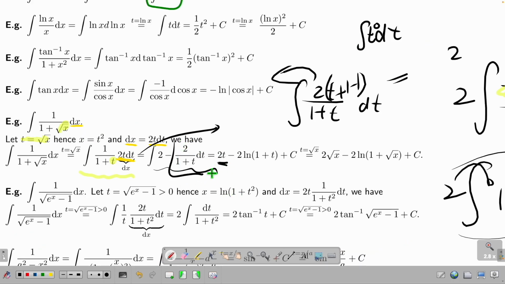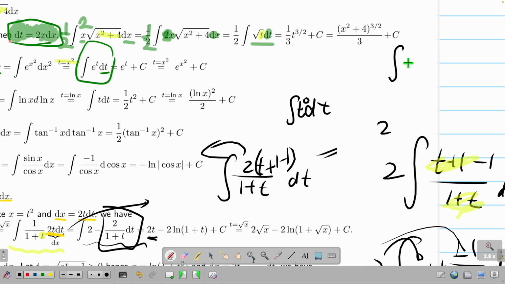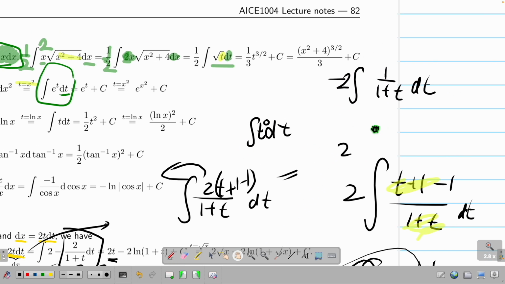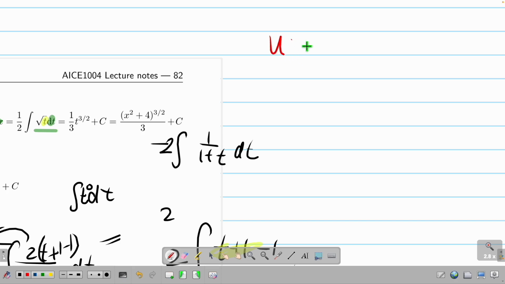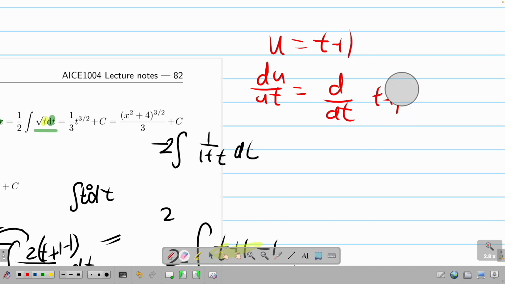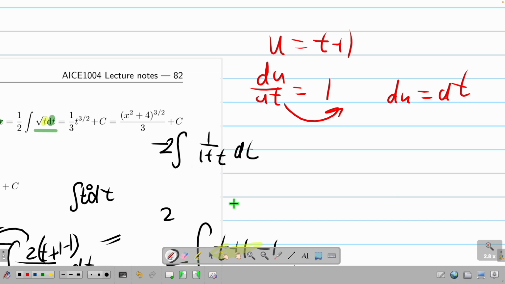Then what about the second term? That means this one. The second term you have negative 2, and then 1 over 1 plus t dt, right? Okay, now I'm going to do a change of variable again. I let u be t plus 1. Then du/dt is this thing, right? The derivative of the constant, I don't care. This is giving me 1, right? So I have 1. Put this to the other side, so du is dt.